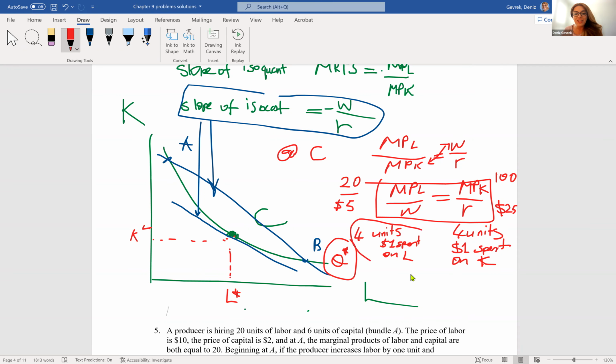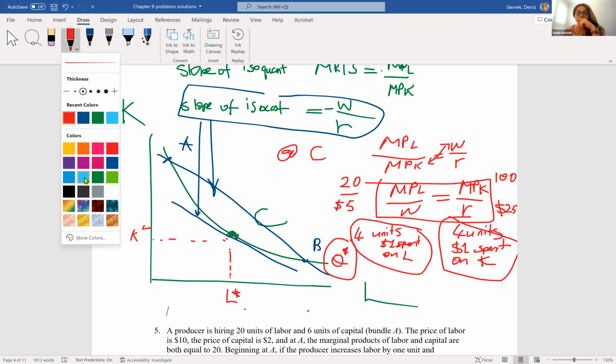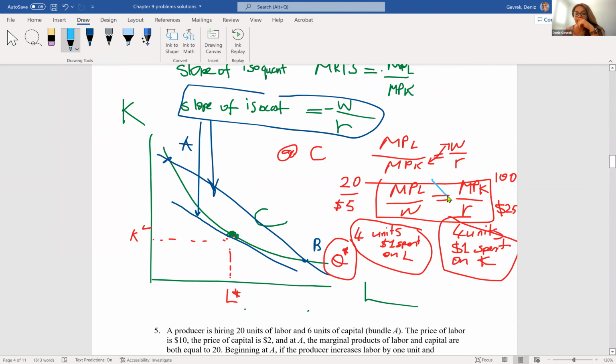So in English, I am spending $1 on labor versus capital. If they're equal to each other, I achieve the best combination. But what if this is the case? What if somehow marginal product of labor divided by wage rate, that means each dollar spent on labor, brings me more output than each dollar I spend on capital. So which one should I employ more?